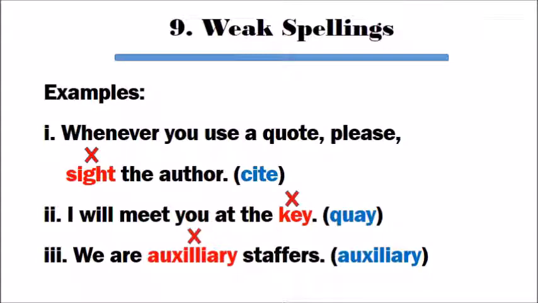3. We are auxiliary staffers. There is a mistake in the spelling of auxiliary there, because many people think it will be LL before I. Some even think it should be LL, no I. But the correct form is 1L, 1I.